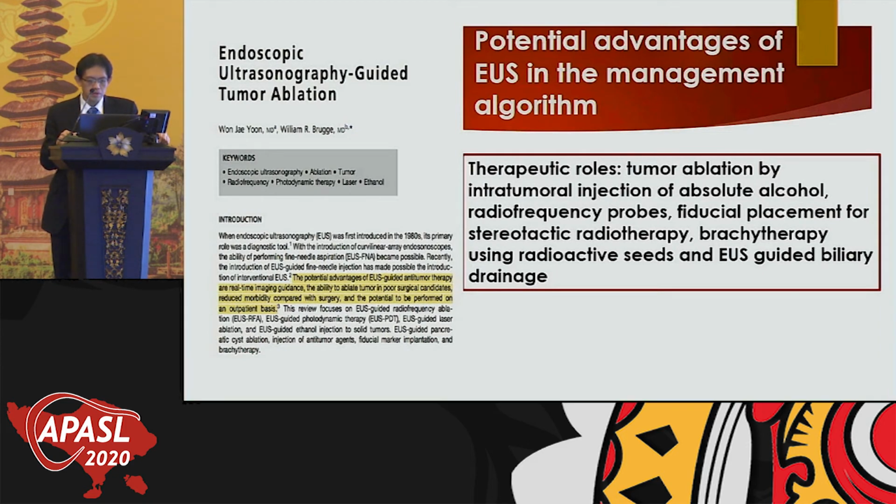That is the therapeutic role: tumor ablation by intratumoral injection, which is usually performed by interventional radiologists or maybe interventional hepatologists, using alcohol ablation or radiofrequency probes. And we can also place fiducials for stereotactic radiotherapy, or brachytherapy using radioactive seeds. And we can also perform EUS-guided biliary drainage in case there's a biliary obstruction due to the malignant liver lesion.